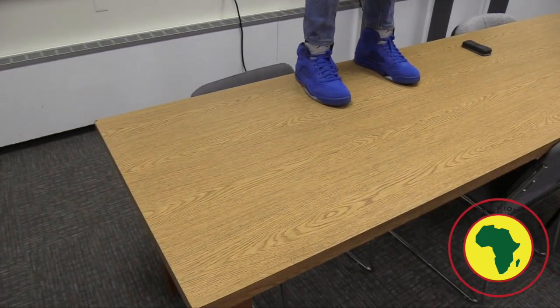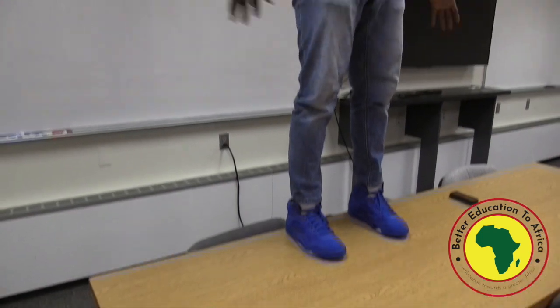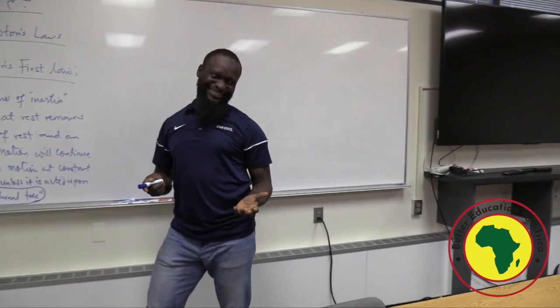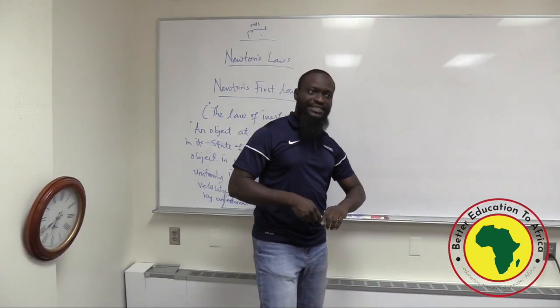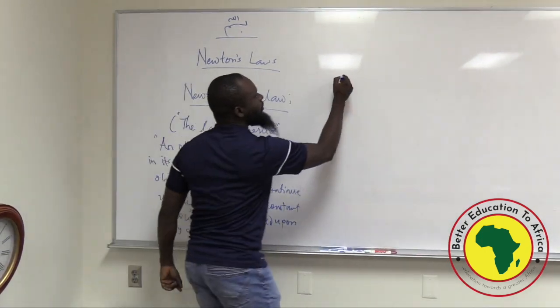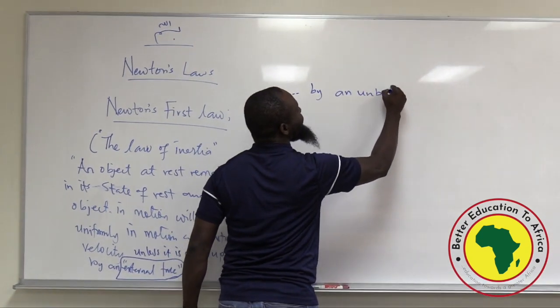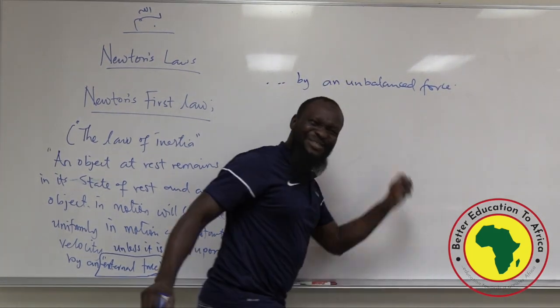Something is missing. You told me when an external force acts on the body, it changes, so something is missing. So when you state Newton's first law like this, you are hiding a lot of information. You are hiding a lot of information. So when you read some other texts, they will tell you unless it is acted upon by an unbalanced force. This makes more sense.